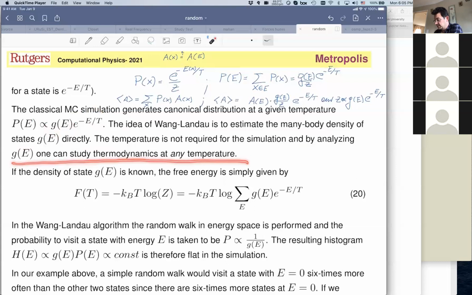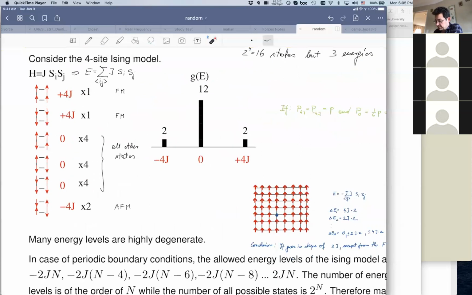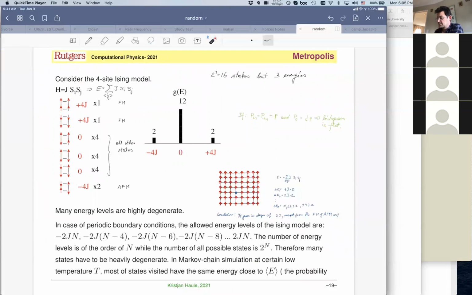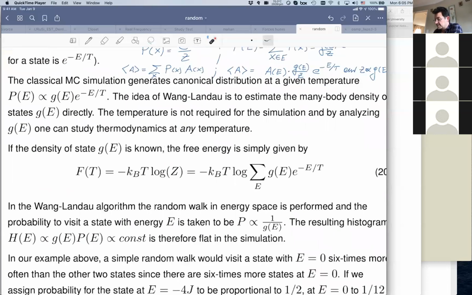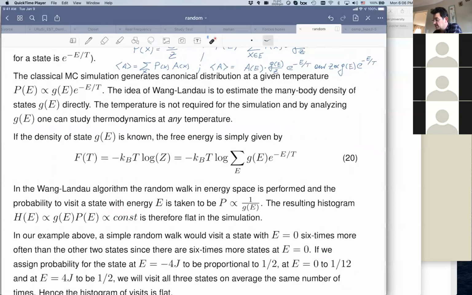and by analyzing the density of states, one can study thermodynamics at any temperature. So basically, this density of states G of E, as we saw here in this simulation, is independent of temperature. This is the density of many-body states for a particular model, it has nothing to do with temperature. So we can calculate this quantity without considering temperature. But once we have the many-body density of states, then we can calculate any quantity out of it.